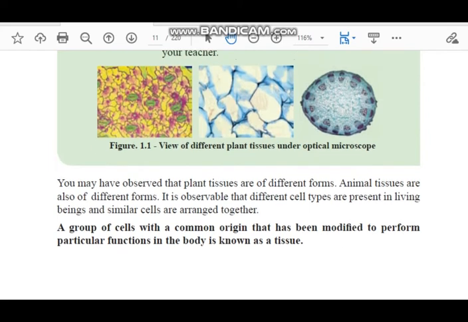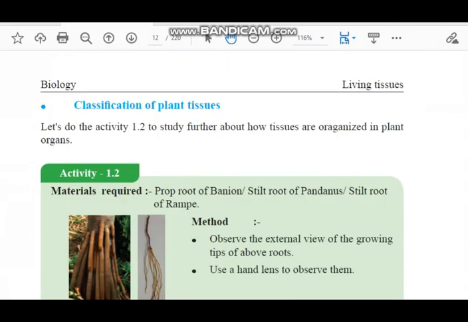Now here they have given the perfect definition for a tissue. This should be memorized. All these words are very important. A group of cells with a common origin that has been modified to perform a particular function in the body is known as a tissue. So this is the perfect definition for a tissue. In order to answer questions, you have to memorize this. Very important. So a group of cells with a common origin that has been modified to perform a particular function in the body is known as a tissue. So that is the definition of the tissue.